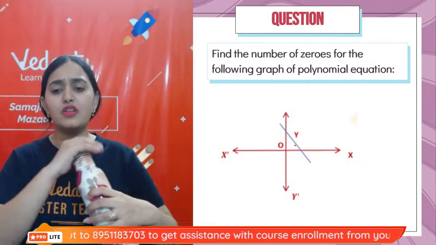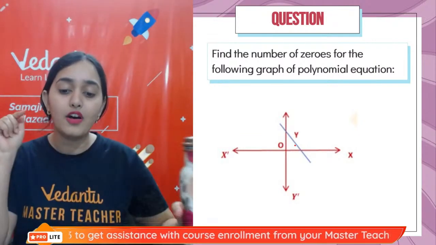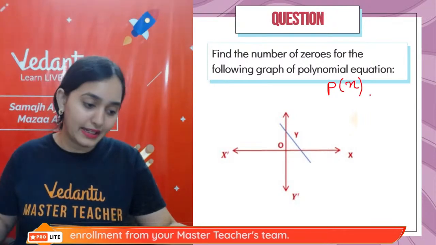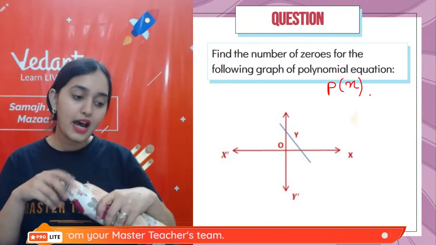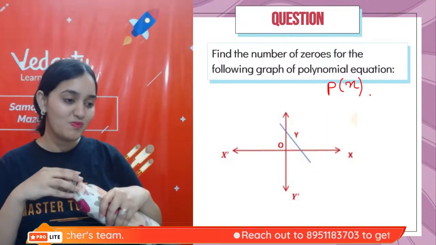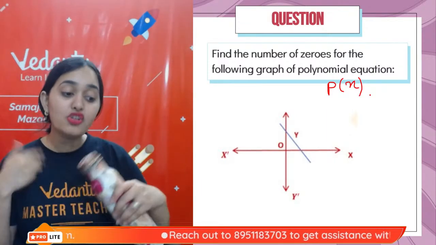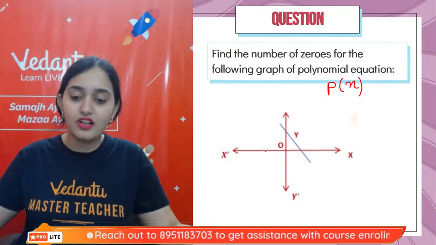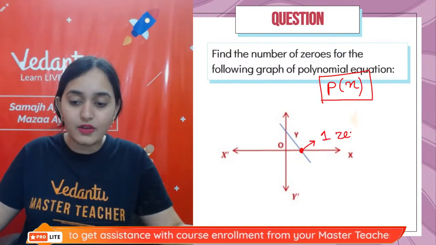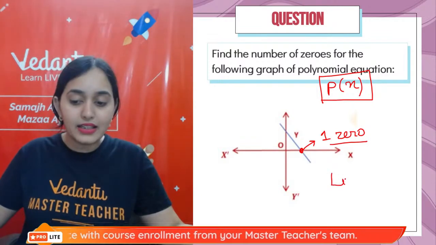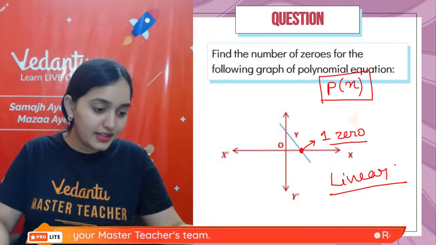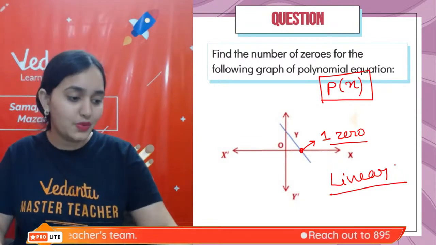Okay. Next question. Find the number of zeros for the graph of this polynomial equation. Chalo, let me mention that the polynomial is p(x). I know, Rekha Veda, I know you are right. So it depends on the polynomial, right? Very good. If the polynomial is p(x), it is having only 1 zero because it is a linear polynomial. Correct, very good.